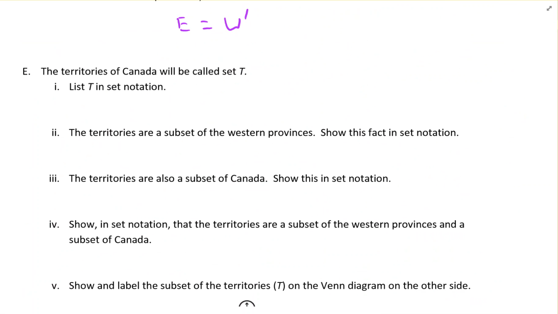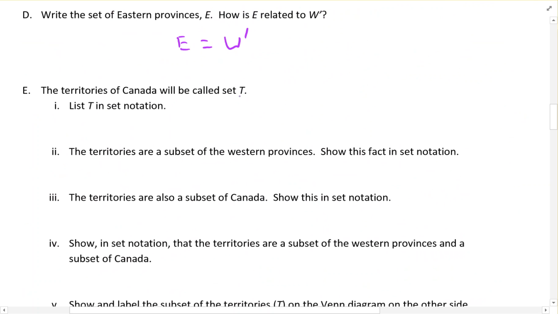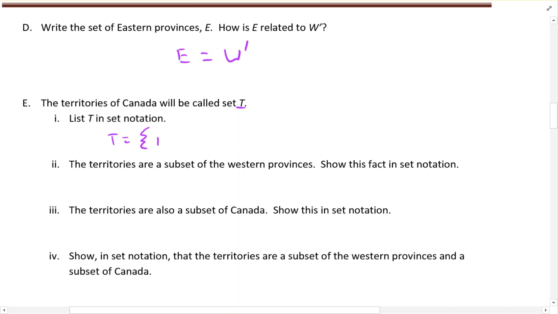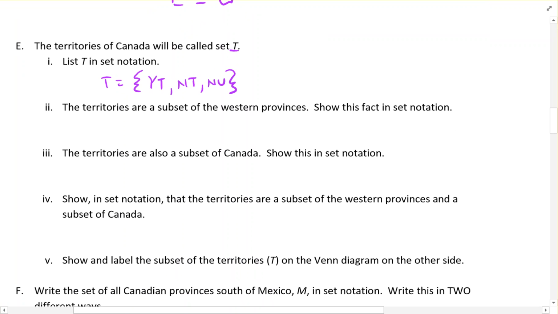Okay, so part E says the territories of Canada. We're going to call that set T. So now just list the territories of Canada. So T is equal to, funny bracket, so that's it. So now it says the territories are a subset.